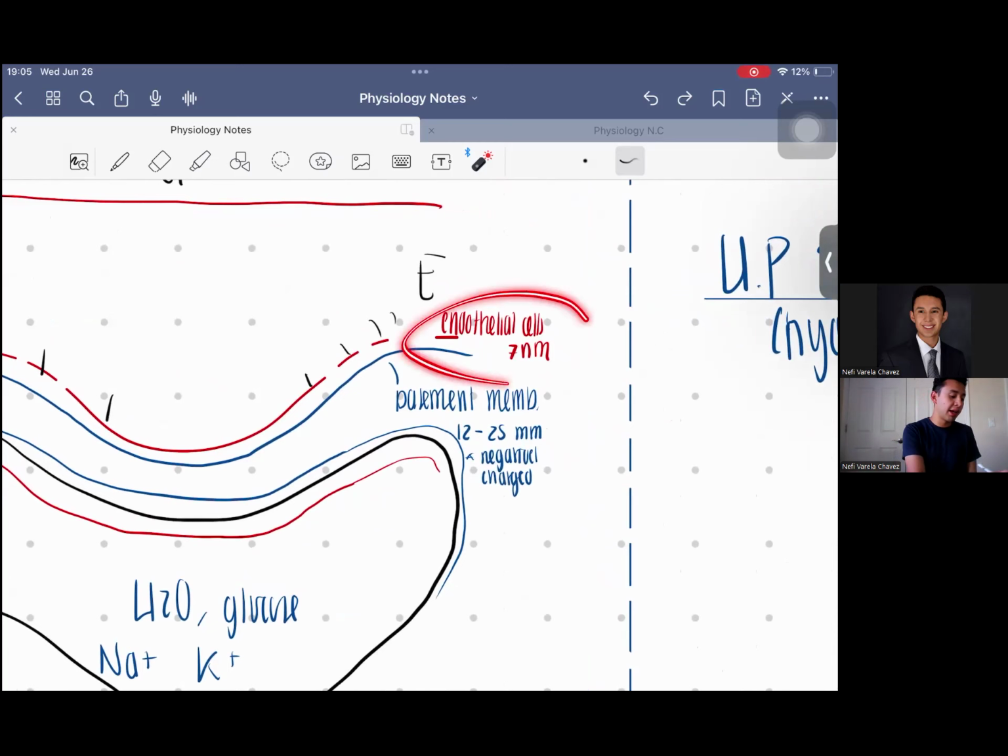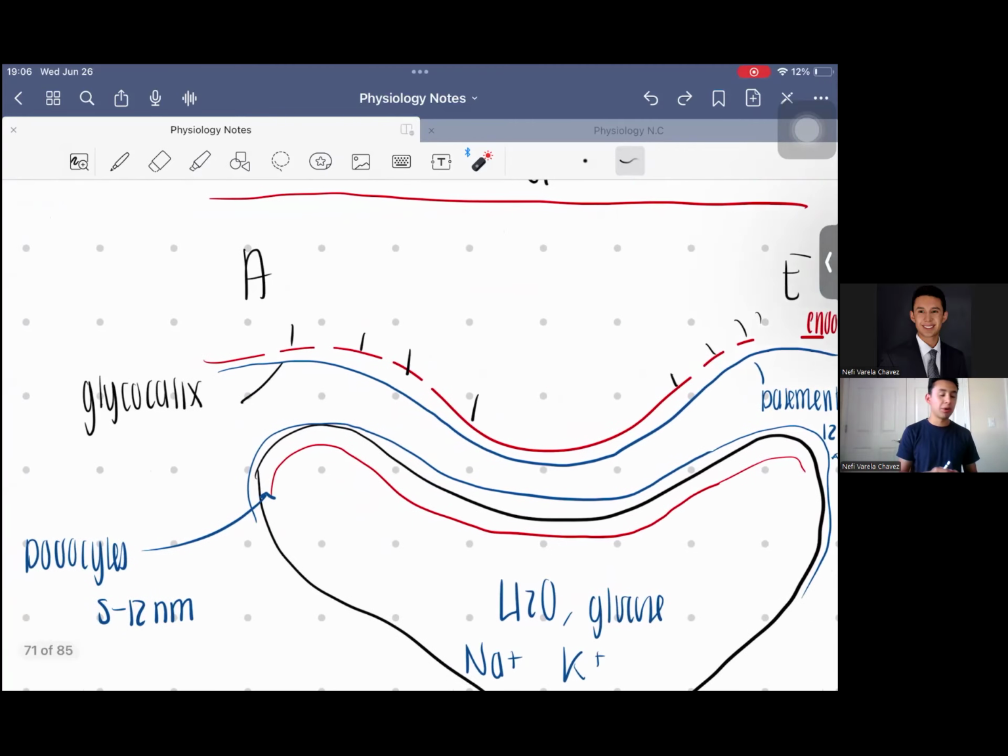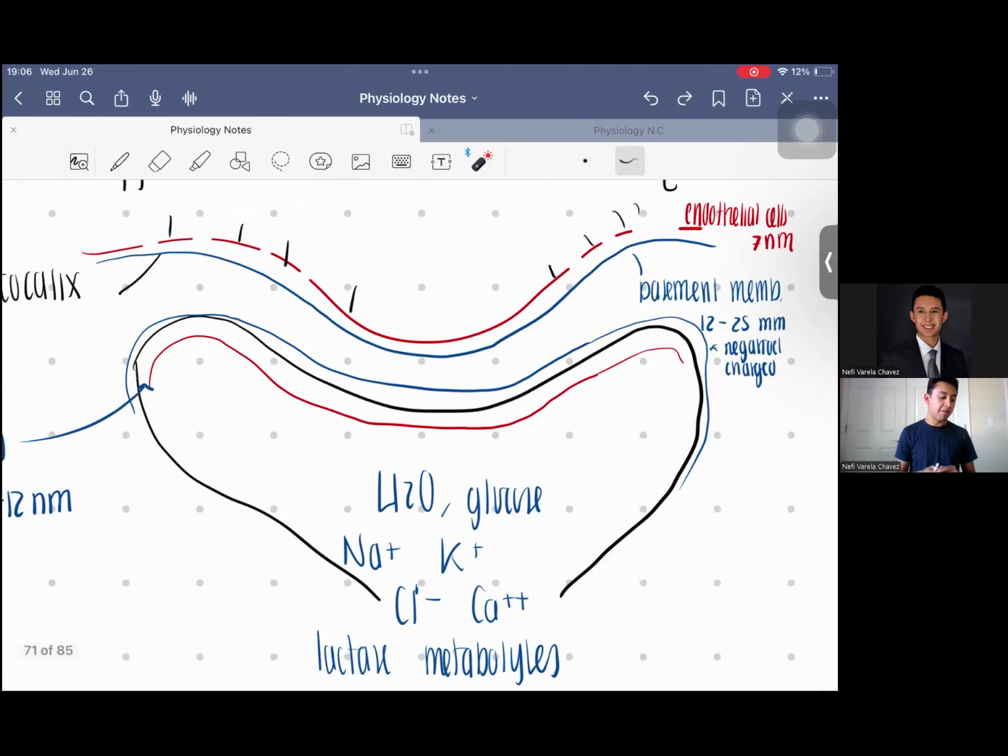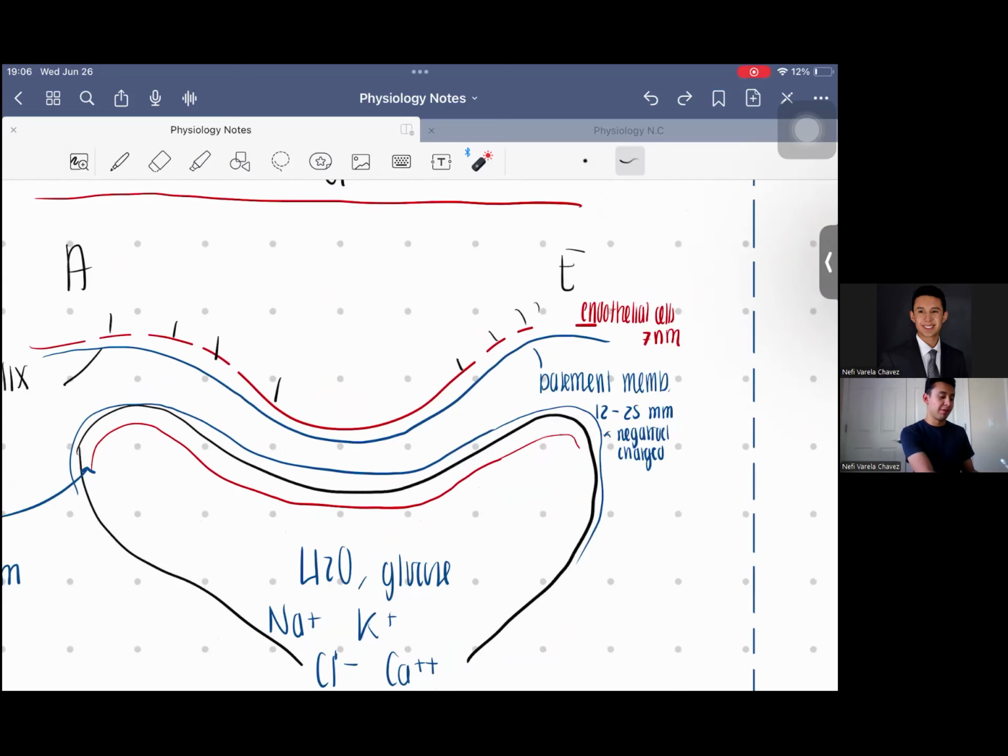The first one is going to be the endothelial cells. Endothelial cells are going to be 7 millimeters long, okay? Within the endothelial cells, we're also going to find structures named glycocalyx, and we're going to find the basement membrane, okay? The way that I like to think about it is like the basement is under the house, so it's going to be the deepest structure before finishing the vasculature, okay? From here to here, basement membrane.